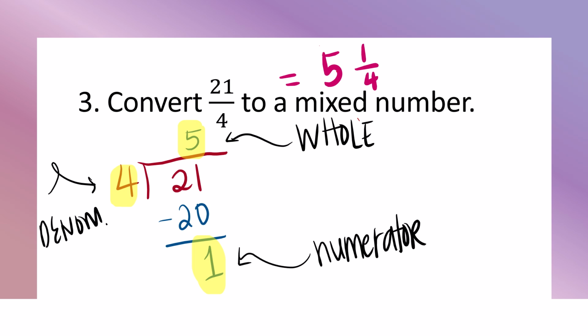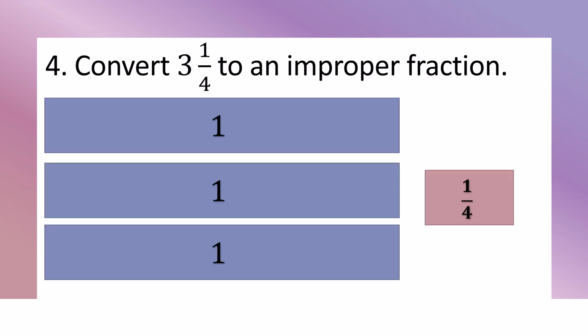Right, so 5 1/4. All right, so here we have convert 3 1/4 to an improper fraction. So this time we're going the opposite direction. So we're starting with a mixed number. We're going to convert it to an improper fraction. You may remember this from school. I always thought of it as kind of going around the world.